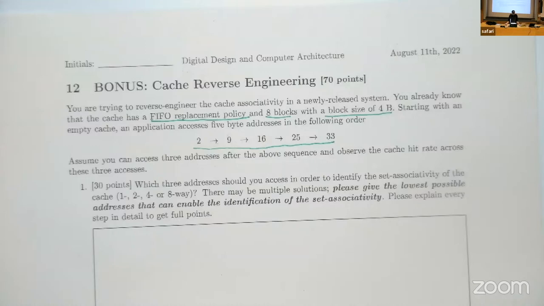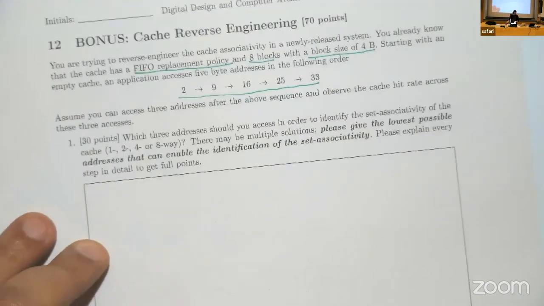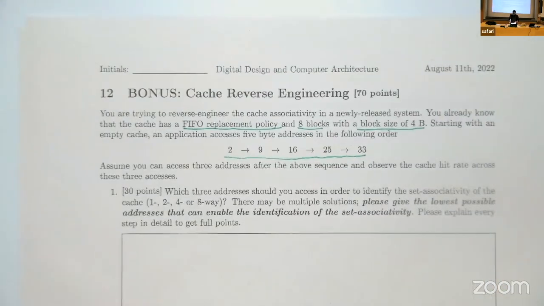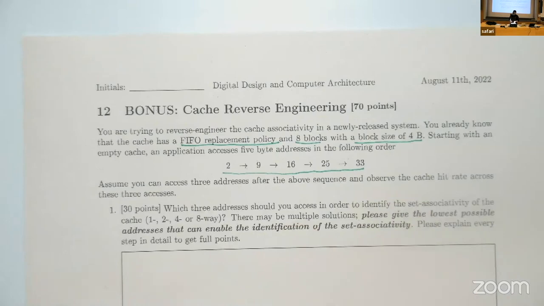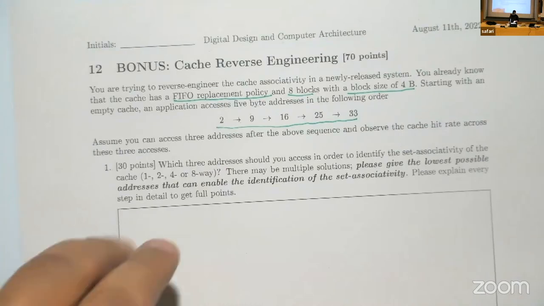We can have multiple solutions in this question, but we have asked for the lowest possible addresses that can enable the identification of set associativity. We need to provide the answer in detail. We need to give every step, and then that will fetch the full points. Now, these are the things that we know: the FIFO replacement policy, 8 blocks, and a block size of 4 bytes. With 8 blocks, we can have these 4 associativities.